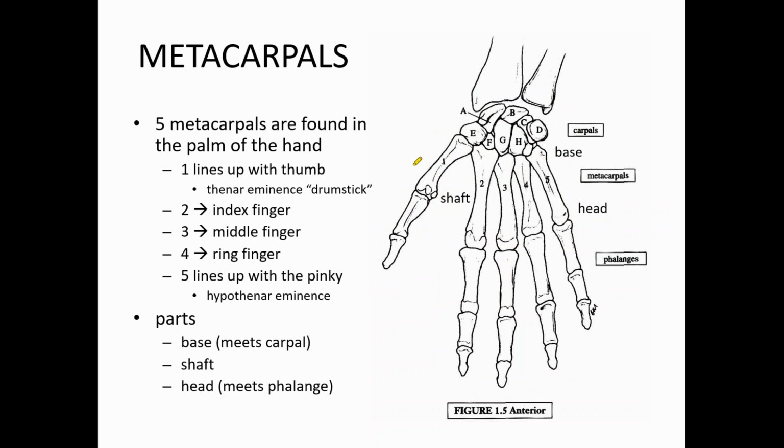So the metacarpals are numbered 1 to 5, with 1 being at the thumb, and then 2, 3, 4, 5. So you know when we talk about in massage, we talk about the thenar eminence and the hypothenar eminence. So the thenar eminence is this part here, the drumstick of your thumb. And then the hypothenar eminence is the metacarpal of your pinky that lines up with the pinky. And just like in the foot, we had a base, which meets up with the carpal bone, a shaft, and then the head. And the head meets up with a phalange.